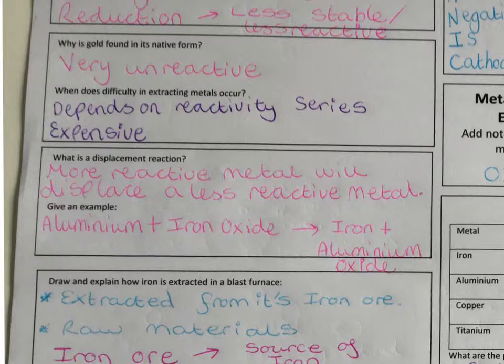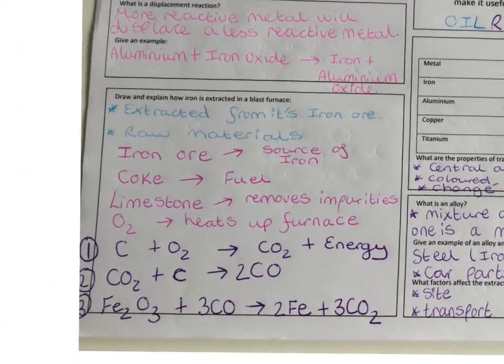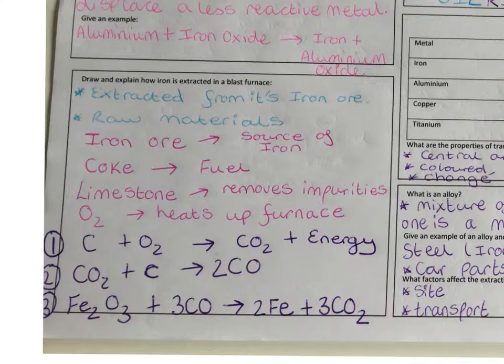Now, another way that iron can be extracted is in the blast furnace. If it comes in iron ore, so something like iron oxide, it is extracted from the earth, and you can extract it using a blast furnace. To run a blast furnace, you need 4 raw materials: iron ore, which is the source of iron; coke, which acts as a fuel and is essentially just a carbon-based compound; limestone, which removes impurities, which is a calcium-based compound; and then oxygen, which heats up the furnace.